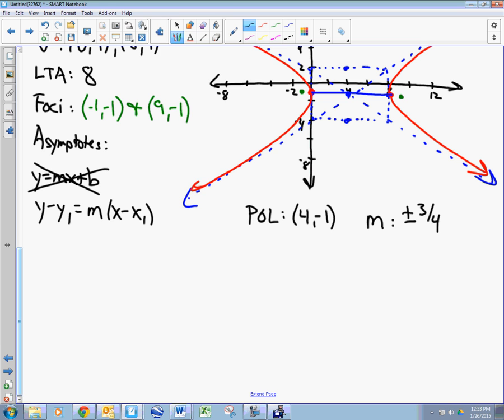So therefore, we can write the equation for two asymptotes very, very easily. Y minus y1, what's y1? So it'll be plus 1 equals, m is plus or minus 3/4 times x minus, what's x1? 4. Done. Leave it like that. Y plus 1, because y minus y1, if we subtract negative 1, we get a plus 1. Question?